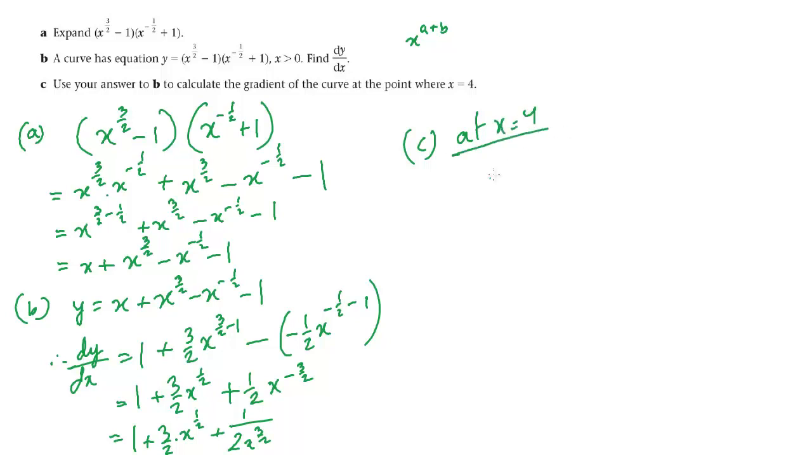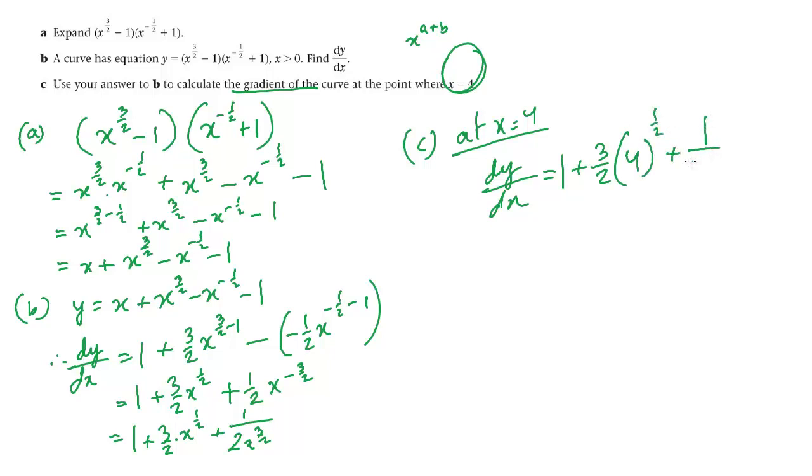Now question number C. At x equals to 4, dy by dx, we have to find the gradient of the curve at the point x equals to 4. So all we have to do is plug in this value in this derivative. So dy by dx is 1 plus 3 by 2, 4 to the power half plus 1 by 2, 4 to the power 3 by 2. Now the indices skill comes in handy. So 1 plus 3 by 2, we know 4 is 2 squared, and when we have a power over a power, the power is multiplied.